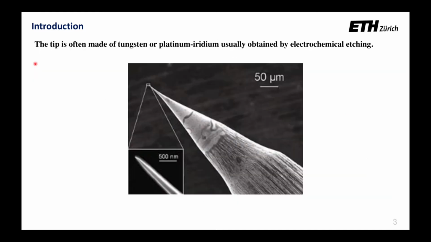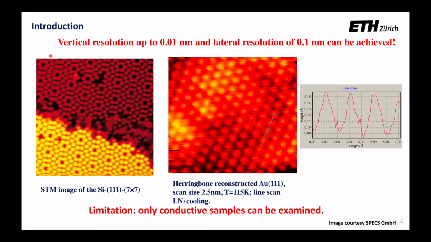Okay, so the tip of the STM is usually made of tungsten or platinum iridium, usually obtained by electrochemical etching. Usually the tip is just one atom. The vertical resolution of STM is up to 0.01 nanometer, so a single atom can be resolved, and the lateral resolution is up to 0.1 nanometer. The only limitation of this STM is that you can only use conductive samples.